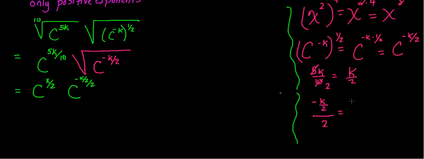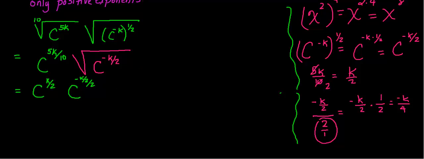And when we divide fractions, remember, this 2 is over 1, because 2 is the same thing as 2 over 1. When we divide fractions, it's the same thing as multiplying by the reciprocal of the denominator. And the reciprocal of the denominator is 1/2. So that equals negative k over 4. Because negative k times 1 is negative k and 2 times 2 is 4.